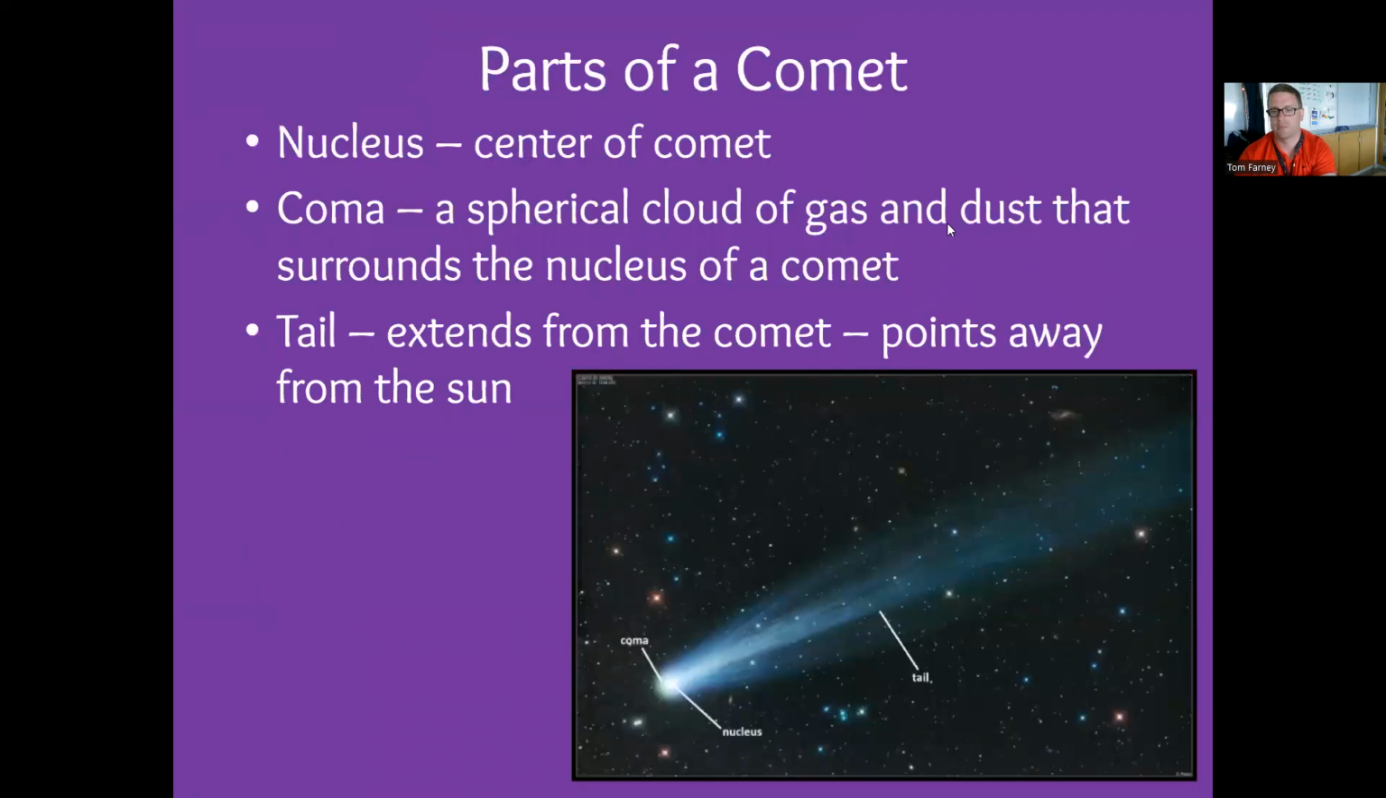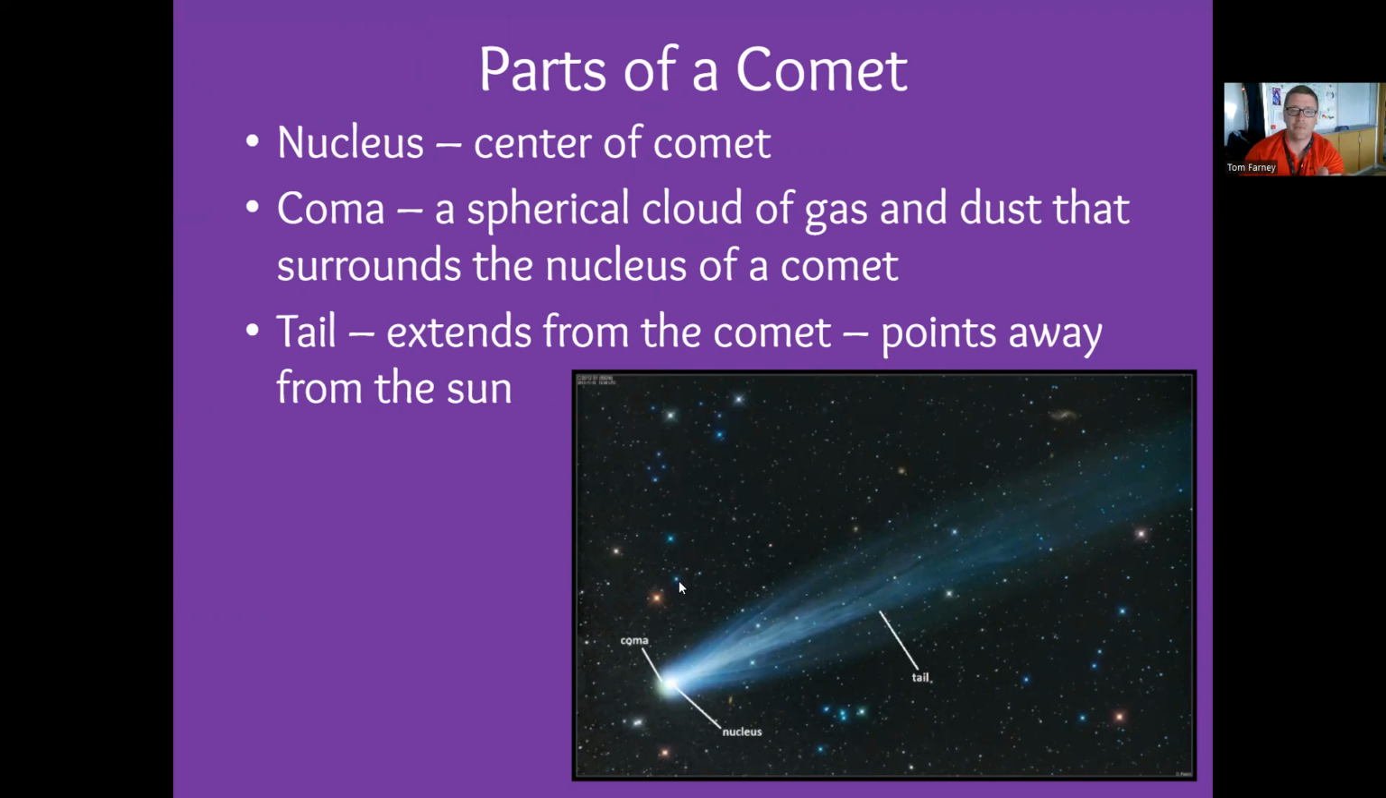Really cool. Here's the last slide we're going to talk about, the structure of the comet. You should know this. It's only 3 parts. You have the nucleus, which is the head, the center of the comet. You have the coma, which is that cloud of gas and dust that surrounds the nucleus. It's like that energy shockwave kind of looking thing. And then we have the tail that extends from the comet and points away from the sun. It always points away from the sun.